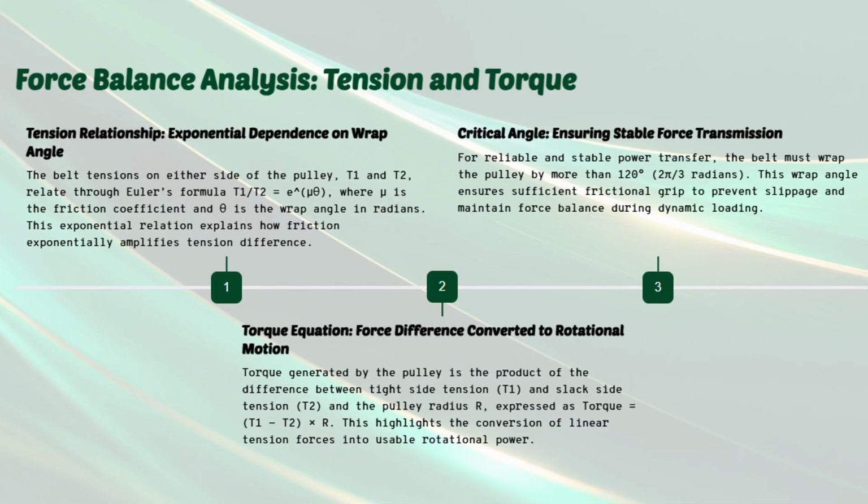Once that grip is secure, the actual torque equation can be calculated. The usable rotational power generated by the system is the direct product of the force difference between the tight side and the slack side, multiplied by the pulley's radius, r, which is written as T = (T_1 − T_2) × r. This elegant equation perfectly demonstrates how the straight, linear tension forces traveling through the belt are successfully converted into clean, usable rotational motion to power a machine.